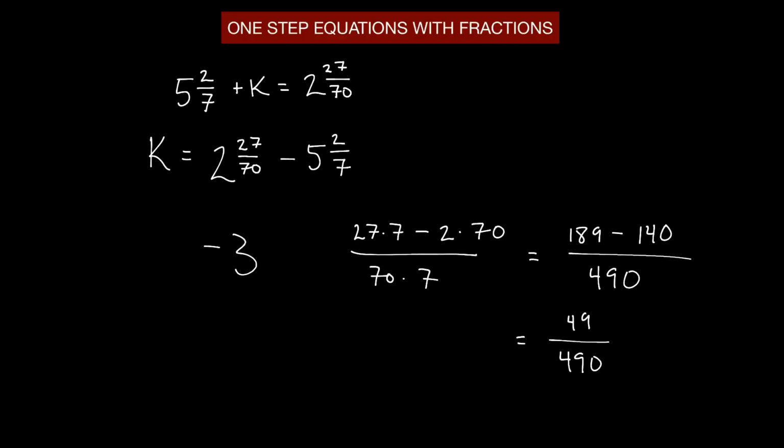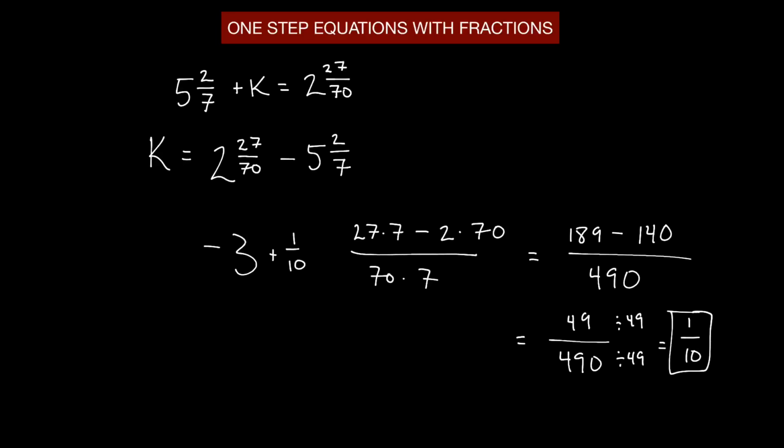And it looks like we can divide this even further. Dividing top and bottom by 49, we get 1/10. So notice we get a positive 1/10. Our whole number is a negative number, but our fraction portion is a positive portion. So we get -3 and a plus 1/10.